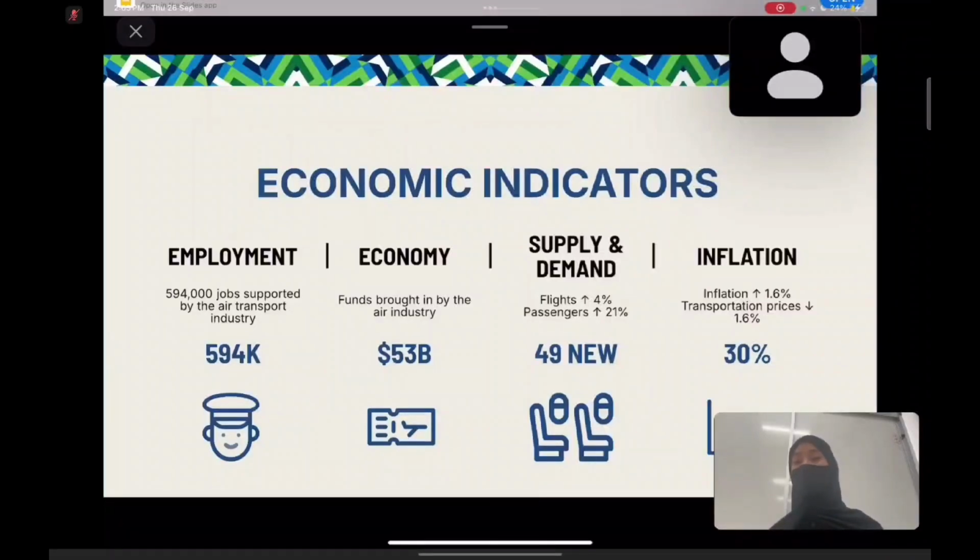More specifically, Saudi Airlines has experienced increased demand for its services, a 4% increase in its flights, and a 21% increase in the number of guests since last year. Consequently, it's increasing the supply of its services and has ordered 49 new aircraft. Lastly, inflation nationally has increased by 1.6% since last year, while transportation prices have decreased 1.6%.